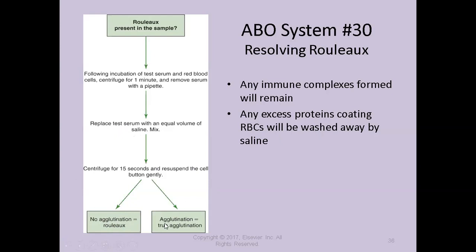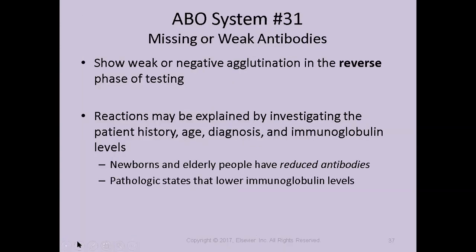If we still see agglutination, we can say now this is true agglutination because immune complexes did form and were present in the tube, and they remained even after we washed with the saline. Okay, so that's the idea behind it. Okay, so the next slide, we're going to get into missing or weak antibodies in reverse typing.